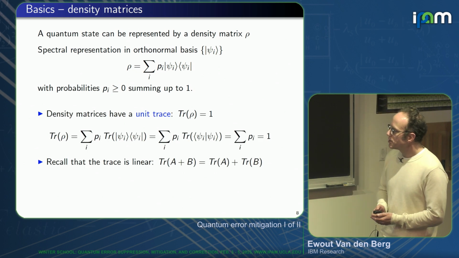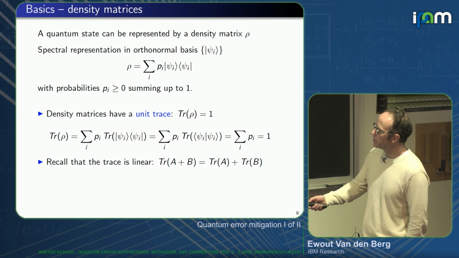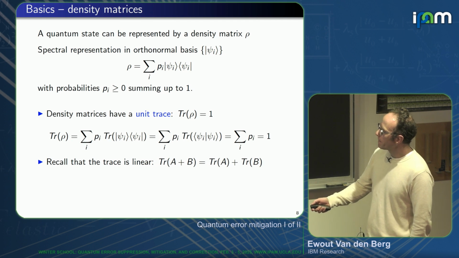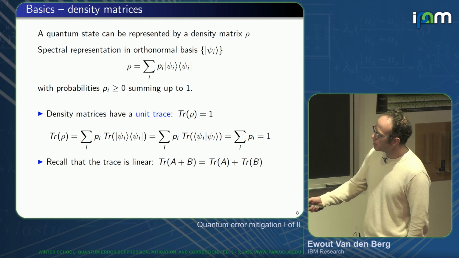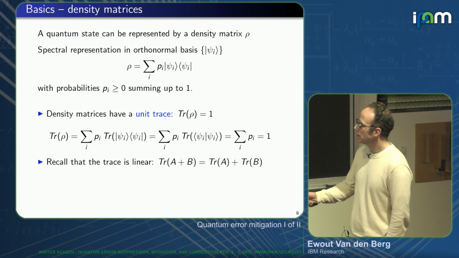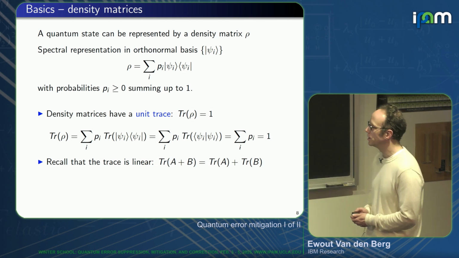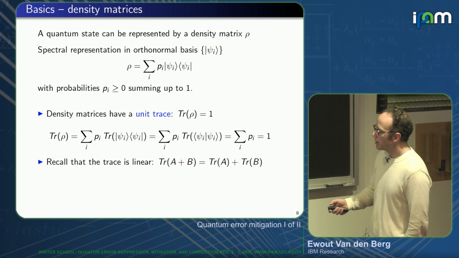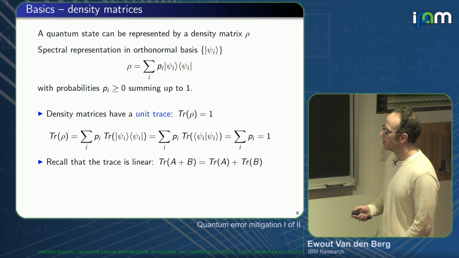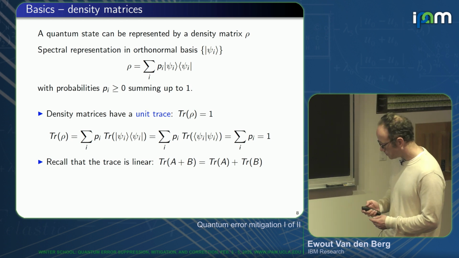Now all density matrices have unit trace, and you can just look at it. The trace of rho is the trace of this. You just rotate the terms here, so you get the inner product with itself, that is 1. So you just get the sum of the probabilities, which will be 1. Right, so that's unit trace. One fact we'll use throughout the talk is that the trace is linear. So the trace of A plus B is the trace of A plus the trace of B.